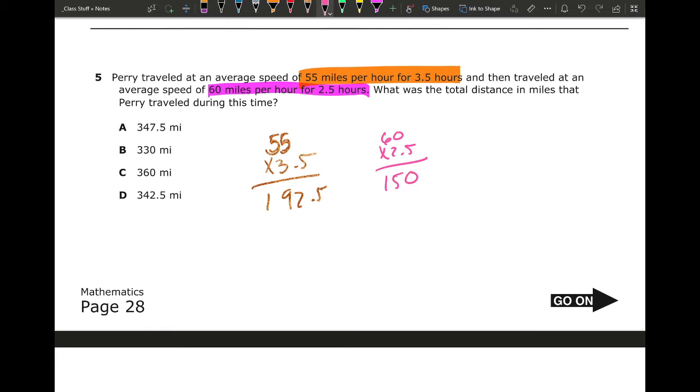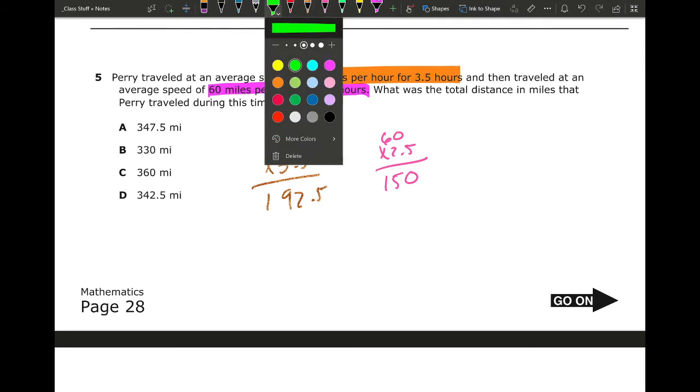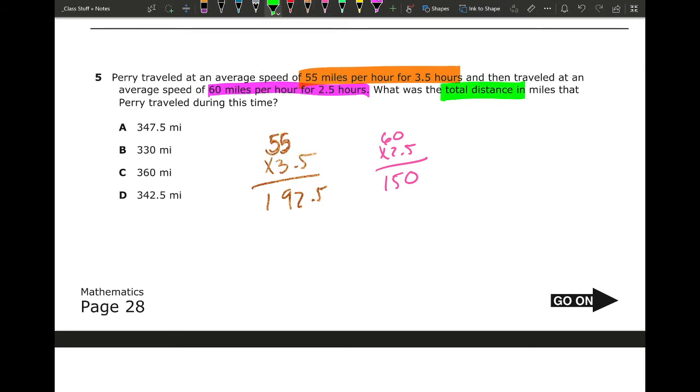Right? So now, what do you think we have to do to find the total? Because that's a keyword, total distance. What do you think we gotta do? What does total mean? To do what? Add. So we're going to do 192.5 plus 150. This is 5, this is 2, this is 4, 3. Bring down the decimal, and my answer is D. That's how far she traveled.